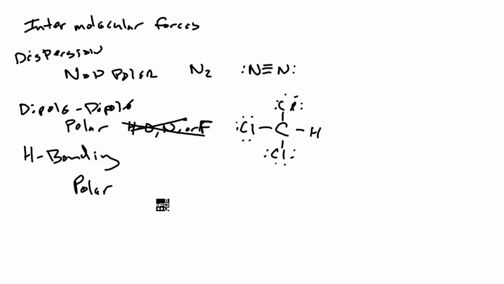An example of this would be water. The last thing that we have to worry about is, if it's polar, is there hydrogen bound to fluorine, oxygen, or nitrogen in it? And if there is, and the molecule is polar, then we're going to have hydrogen bonding.